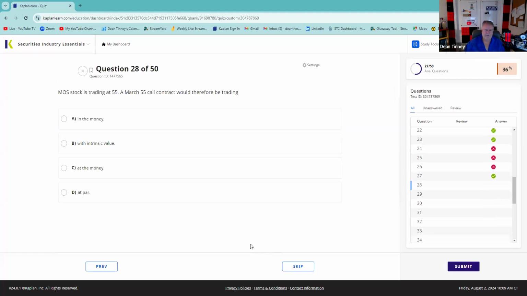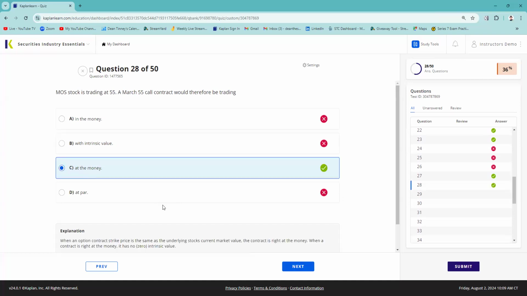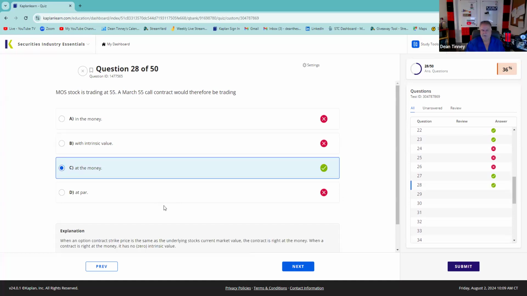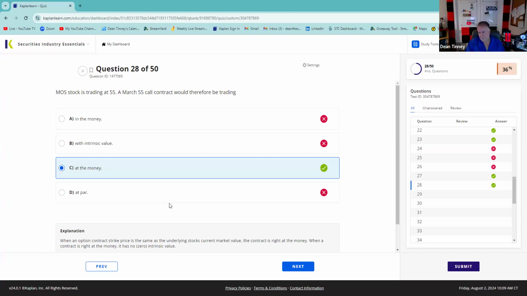Okay. MOS is trading at 55. A March 55 call contract would be at the money, because the strike price and the market price are the same. In the money would be if the market price was 60, above 55 for a call. The contract would be in the money and have intrinsic value. By the way, in the money and intrinsic value are synonymous terms, right?